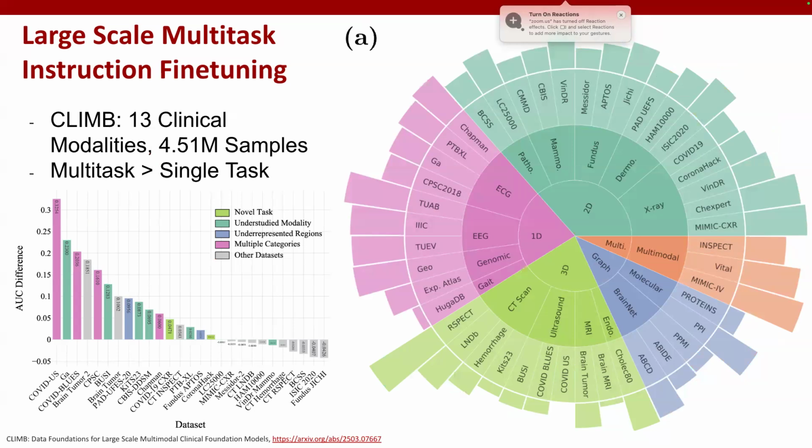And in our lab we also have another ongoing work where we collected a foundational clinical multitask instruction tuning dataset that includes data from 13 clinical modalities and over 5 million question answer pairs. We also show that if you train the model on every task, it's better than if you only train the model on a single task.